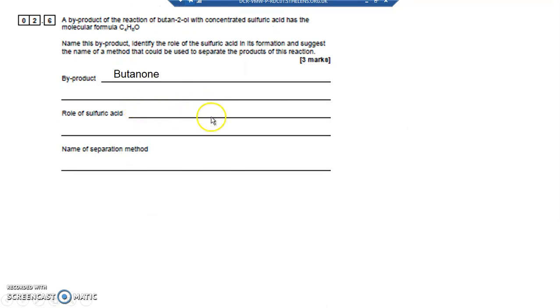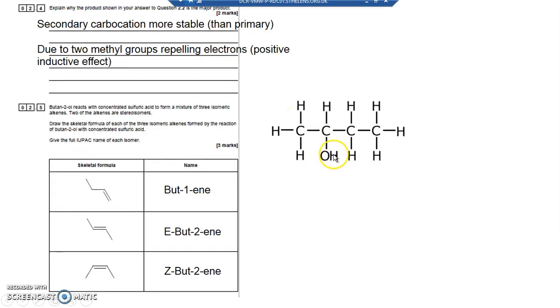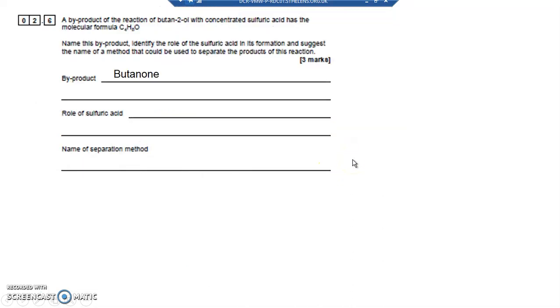The role of the sulfuric acid, well, it's removed H's, it's taken an H off there to make a C double bond O, it's taken an H off there and an H off there. Something that removes H's is called an oxidizing agent. And how you would separate then a byproduct, well, if you've got more than one liquid, you'd use distillation.